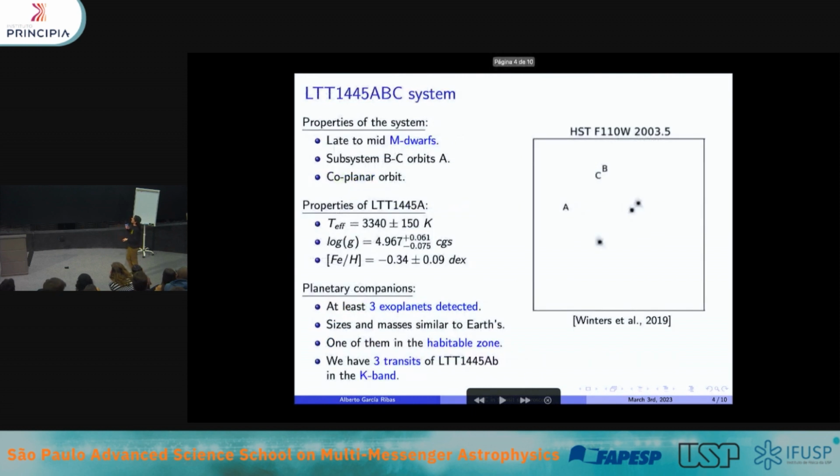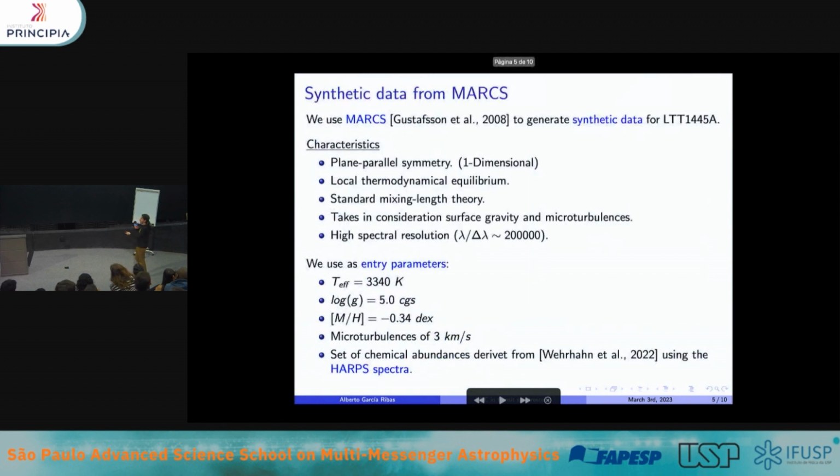The star that we were analyzing was this hierarchical three-body system, main body and two little stars over there. Basically, we found 3 exoplanets, so we were trying to detect the component of the atmosphere of one of them. To do so, we used synthetic data from this Marx model that has exactly the same properties of the star that we were studying, and this model reproduces synthetic data of the spectrum of this star.